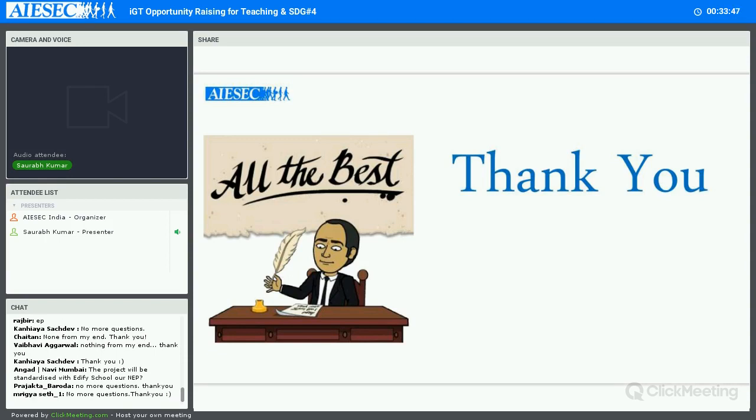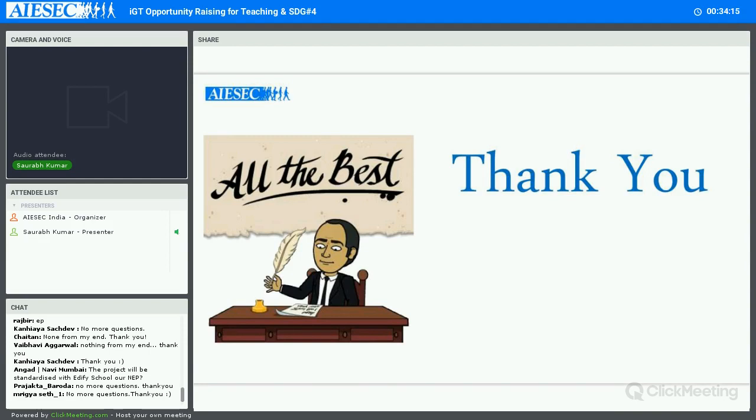Okay, so Amrut, your question is whether the project will be standardized with Edify School NEP. See, NEP is a different thing, because that's a national project. Those are national clients which are delivered by MC itself. So not with them, because those are already clients who are already going ahead with the same thing, where they are taking interns from us on a much larger basis.